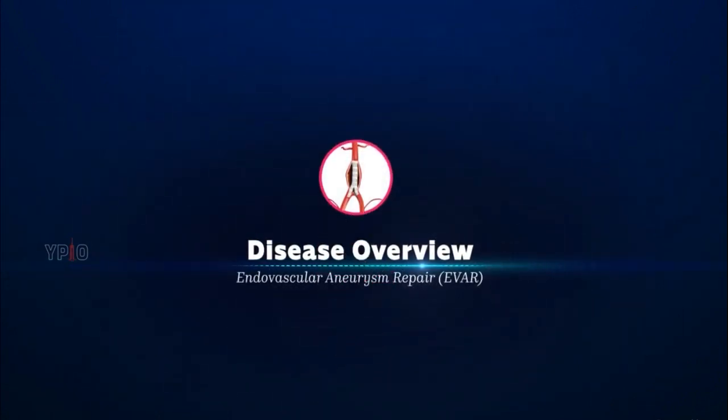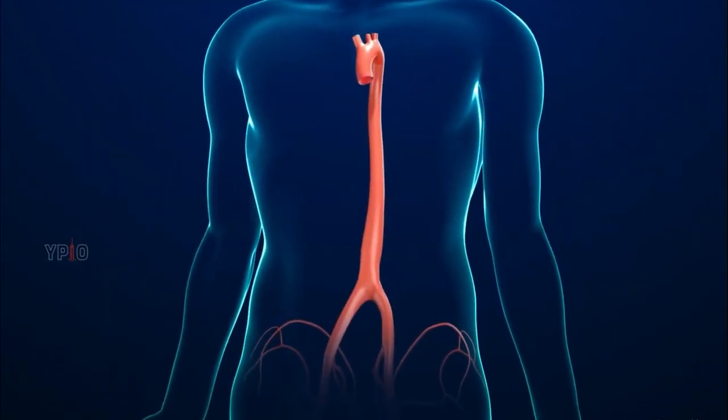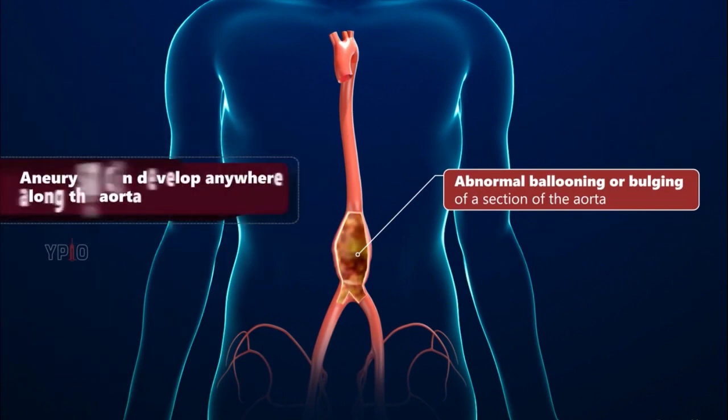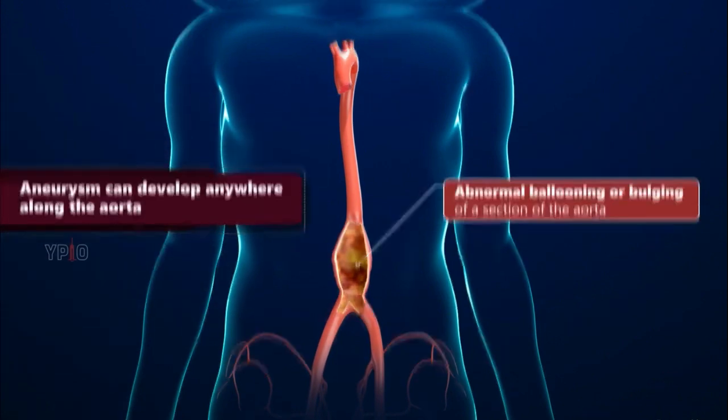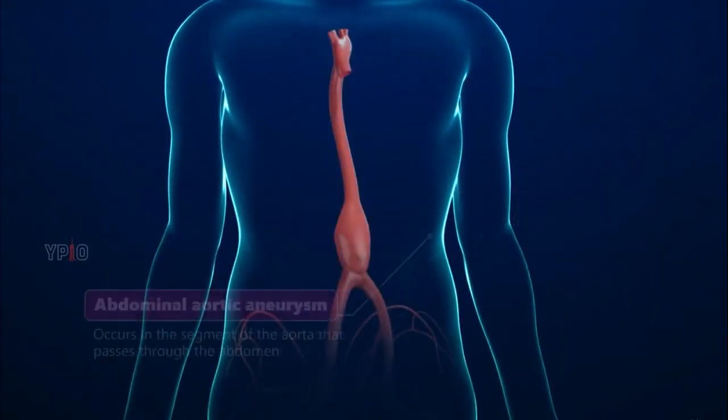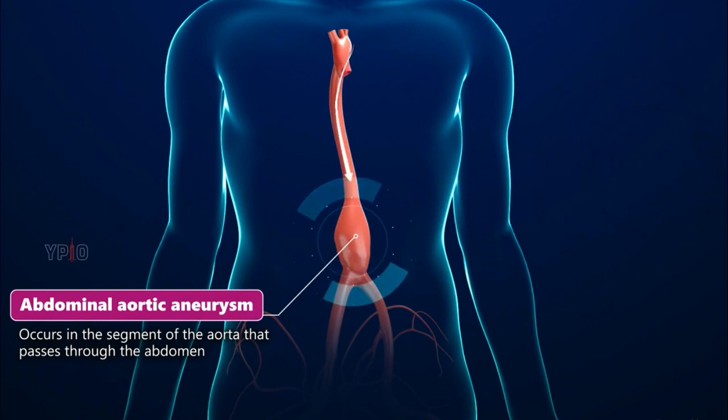Disease overview. Aortic aneurysm is a condition characterized by an abnormal ballooning or bulging of a section of the aorta due to weakness in the wall of the blood vessel. An aneurysm can develop anywhere along the aorta. An aneurysm that occurs in the segment of the aorta that is found in the chest is called a thoracic aortic aneurysm. An aneurysm that occurs in the segment of the aorta that passes through the abdomen is called an abdominal aortic aneurysm. This is the more common type of aortic aneurysm.